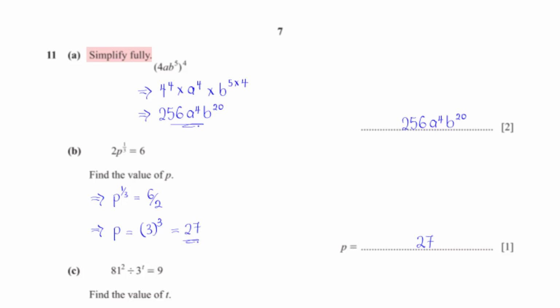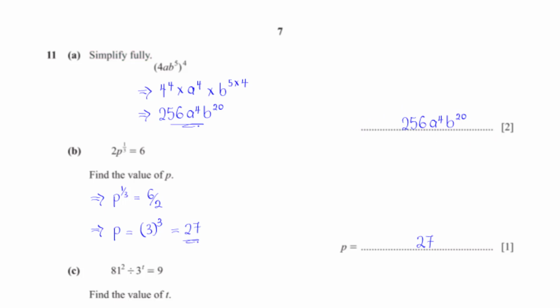Simplify fully (4ab^5)^4. So when we apply one of the rules of indices, we get 4^4 times a^4 times b^(5×4). 4^4 gives us 256, and b^(5×4) gives us b^20. And so our final answer is 256a^4 b^20.